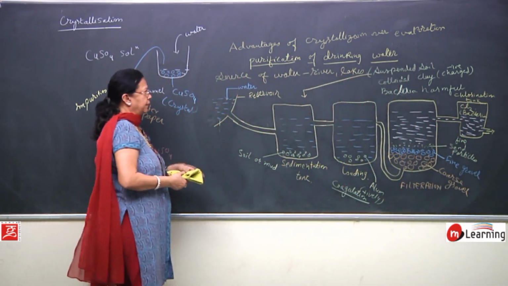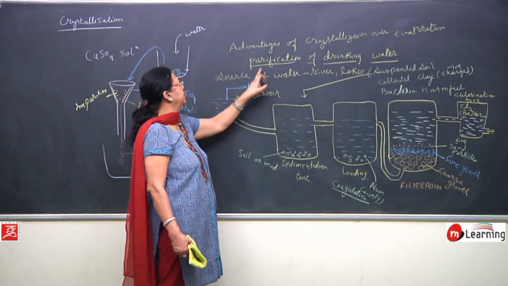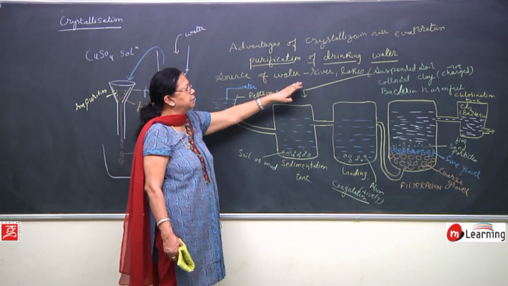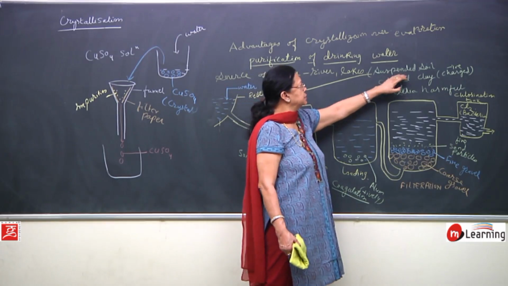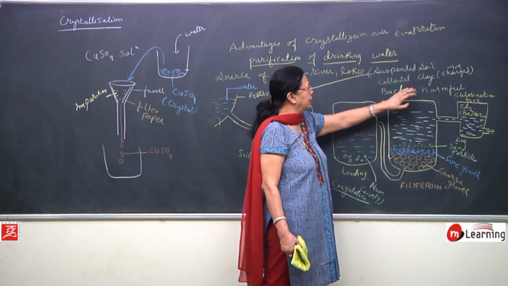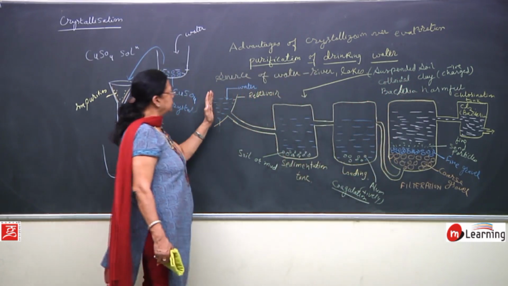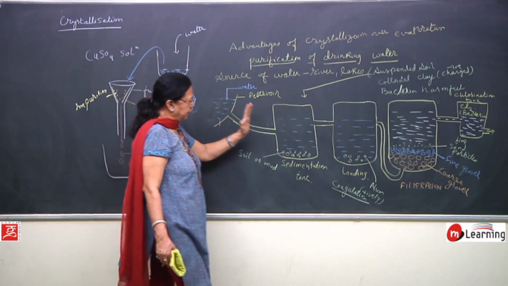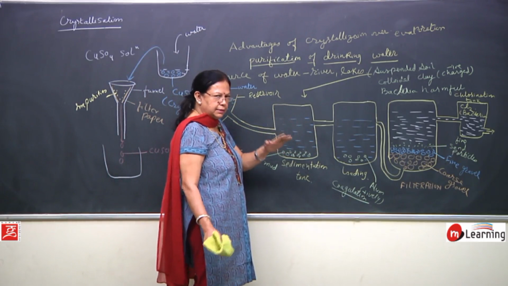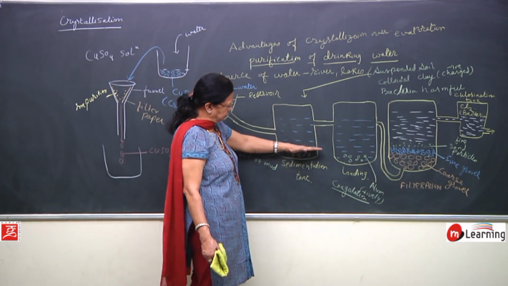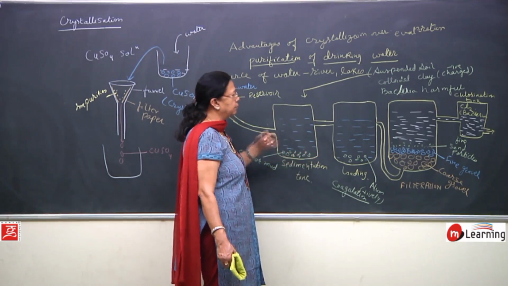So, again we will revise how the drinking water is purified. The source is river water and lakes, but this contains suspended soil particles, colloidal clay particles and harmful bacteria. First, from the reservoir, the water comes into the sedimentation tank. Here it is allowed to stay undisturbed for some time, so all the soil, clay and mud particles settle down at the bottom.